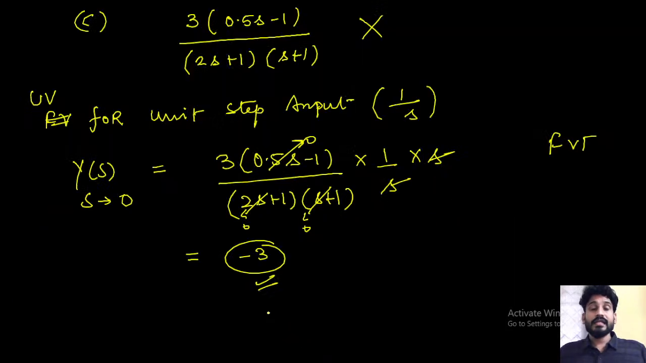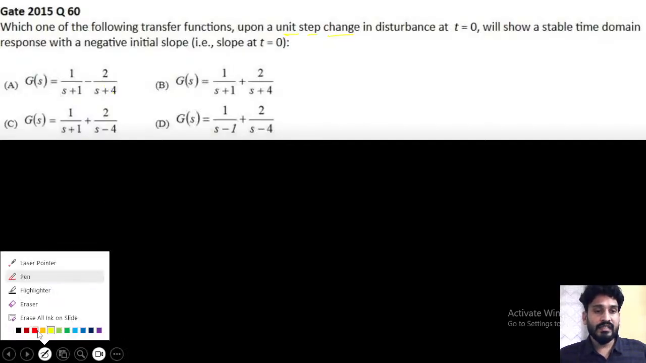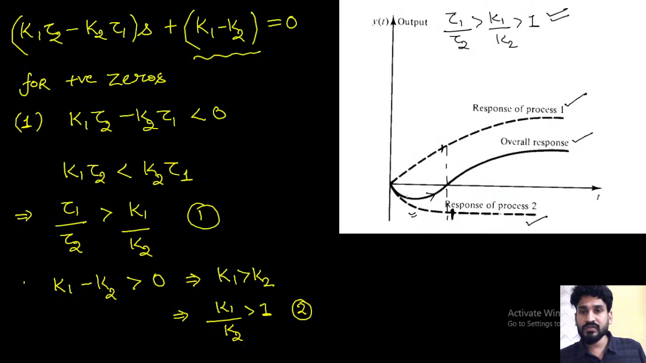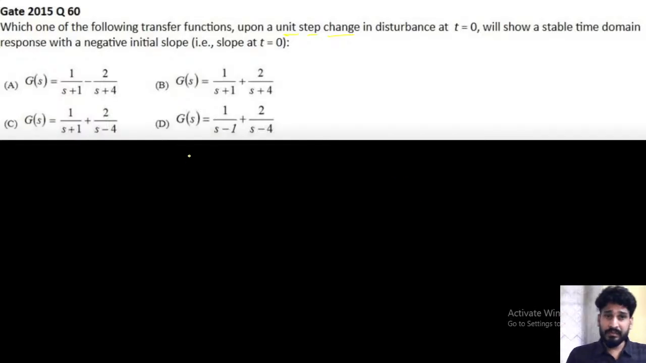Yes. Next question. Which of the following transfer functions, upon a unit step change, a disturbance at t equal to 0, will show a stable time domain response with a negative initial slope? As we know, initially in the inverse response there is a negative initial slope. So the question is basically asking which one is showing the inverse response. So I'll choose the first one, A, because in the others it is plus plus plus, and in this only there's a minus. First check the option A.